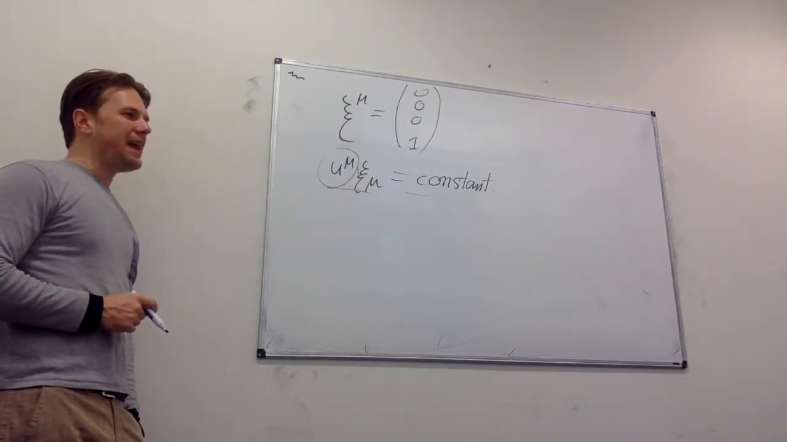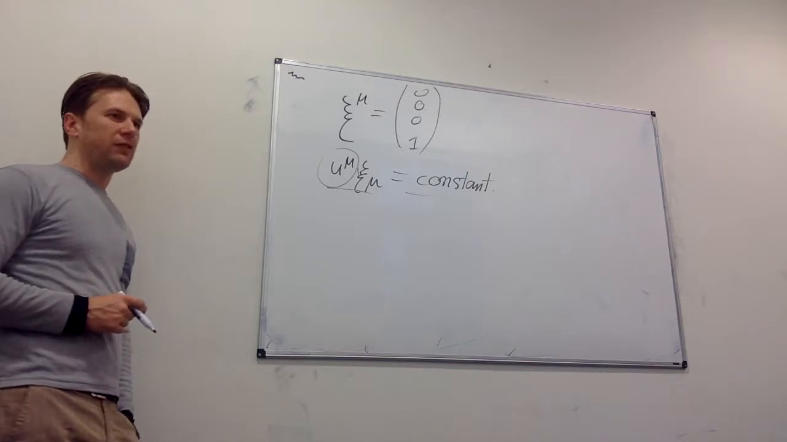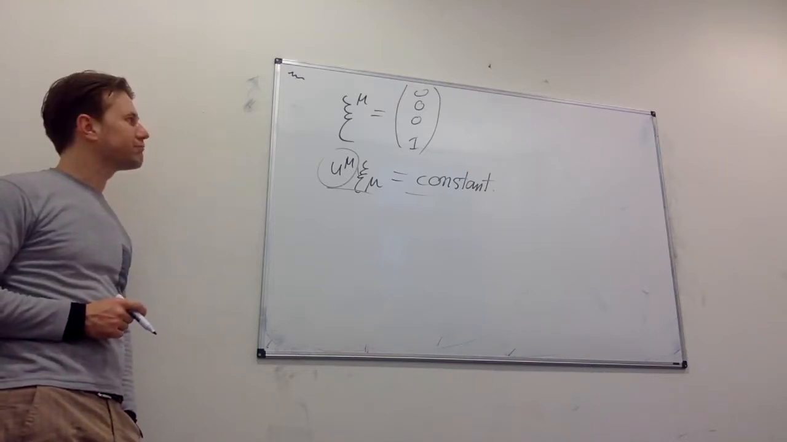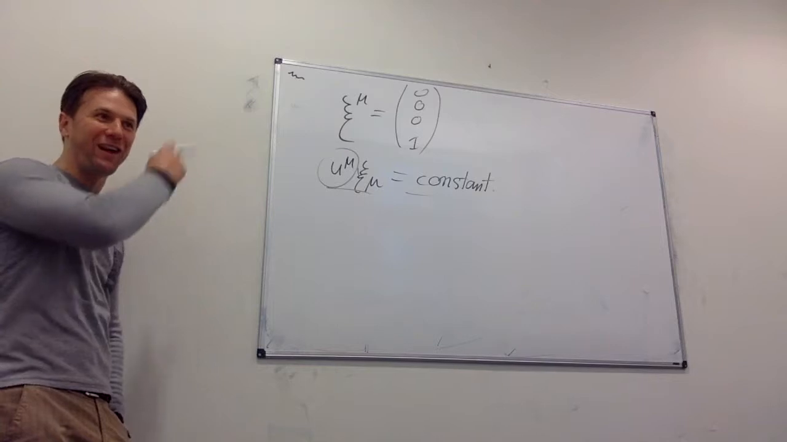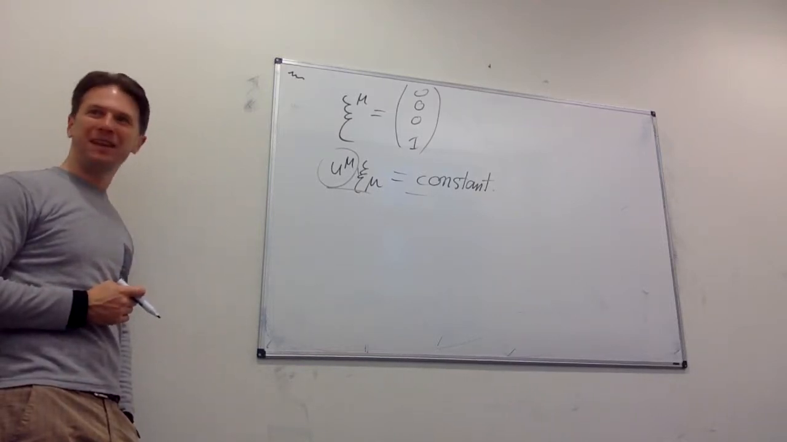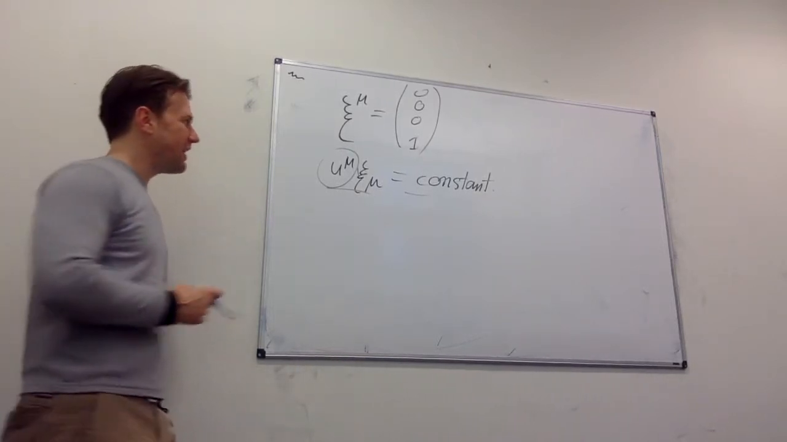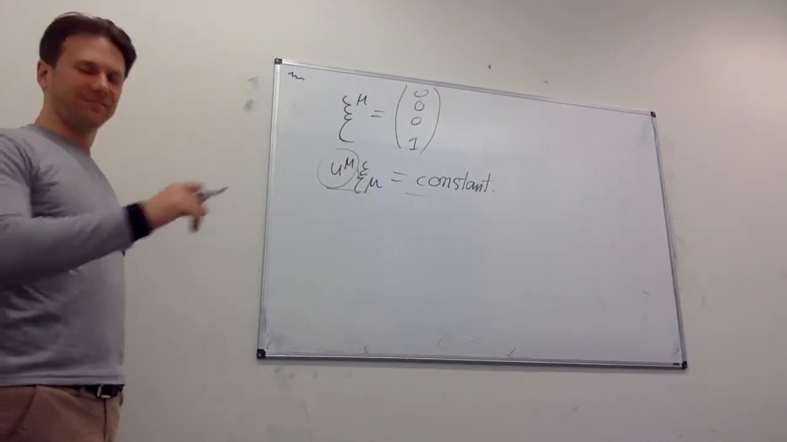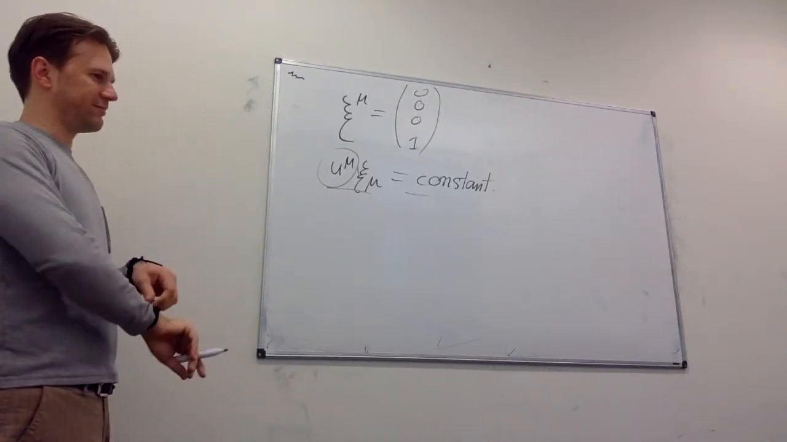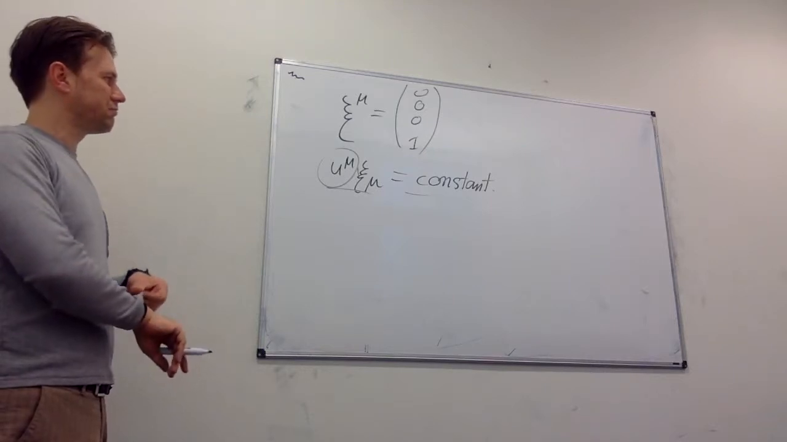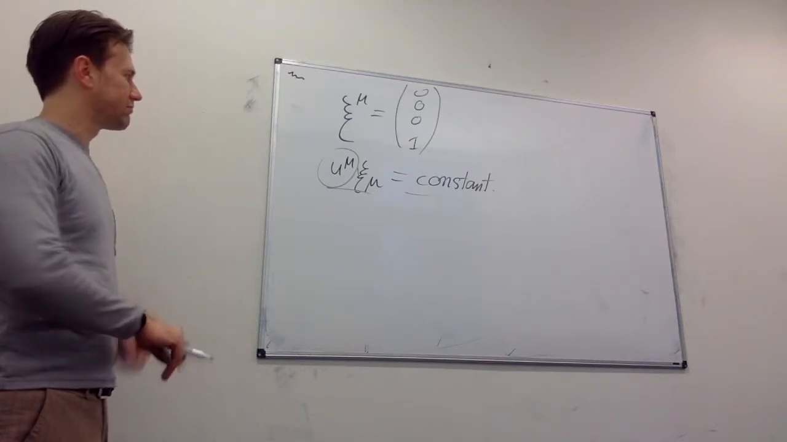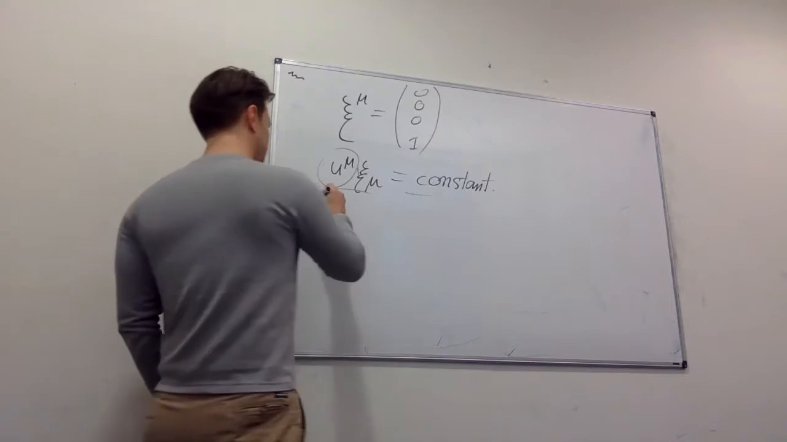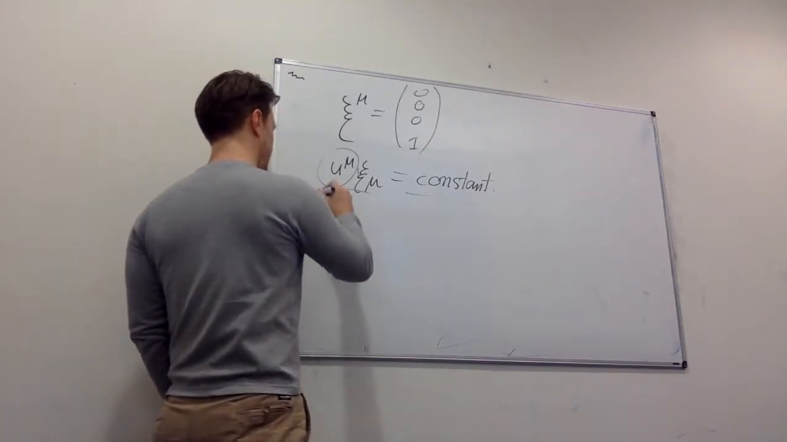Can you name me a Killing vector of the Schwarzschild spacetime? Well, here's one. I actually already gave one example. It doesn't matter how you move in the phi direction. All right, so let's do this contraction. What is the answer? R squared sine squared theta. Let's do some writing first.